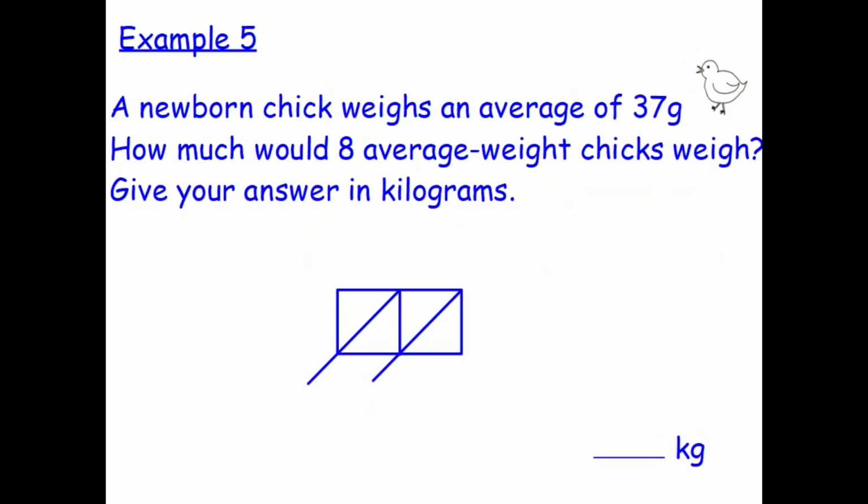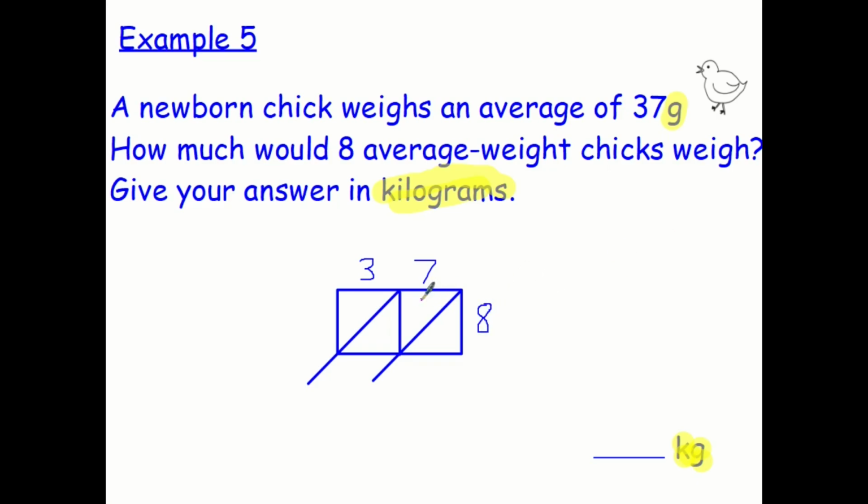Example 5. A newborn chick weighs an average of 37 grams. How much would 8 average weight chicks weigh? Give your answer in kilograms. Okay, so I've got to be mindful that I'm given grams in the question, but I've got to give my answer in kilograms. And if it doesn't tell you there, it's always a good idea to look at the answer line and see what they've given on the answer line, because that is a giveaway as to what they want their answer in. So, okay, we've got a newborn chick weighs 37 and we want the average weight of 8 of those, so it's 37 multiplied by 8, but then I've got to convert it into kilograms.